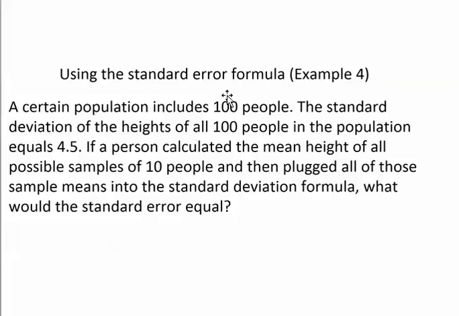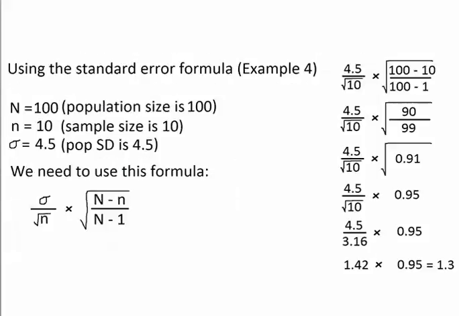This time, the population size is 100, and the population standard deviation is still 4.5, and the sample size is still 10 because this person is still calculating the means of all possible samples of 10 people. Actually, the only thing that's changed in this example is the population size. The other two numbers are still the same. So we can plug those three numbers into the standard error formula. The population size of 100, the sample size of 10, and the population standard deviation of 4.5.